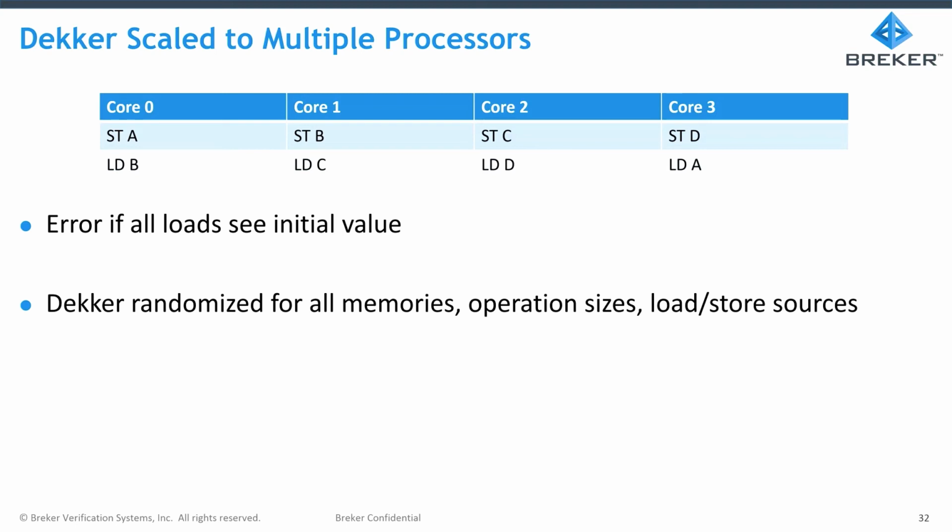So these operations are done randomized across all CPUs, all operation sizes, all kinds of load store sources, right? So we are doing the memory ordering tests from every possible agent with every possible type of transaction.